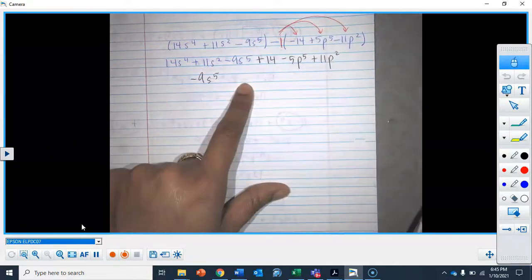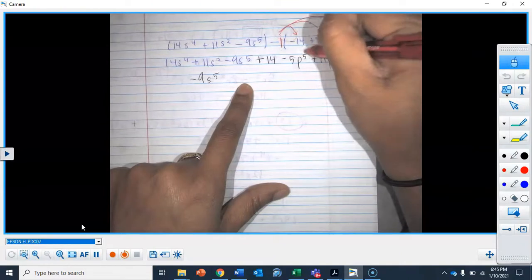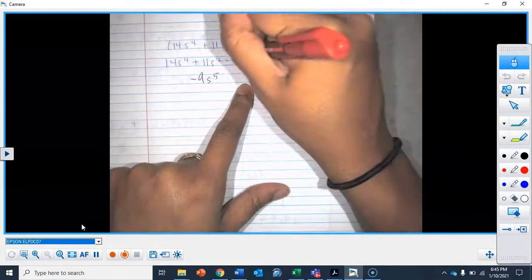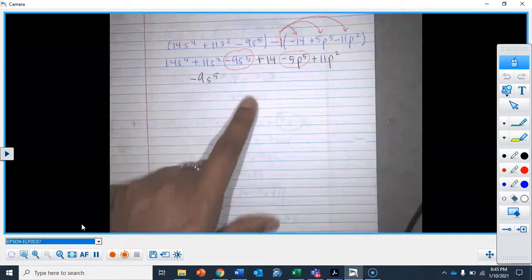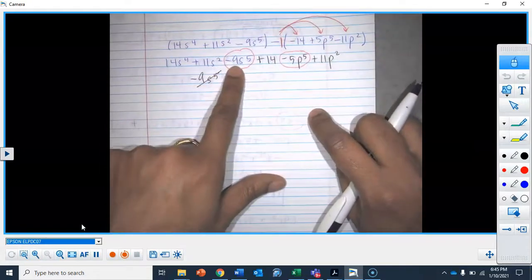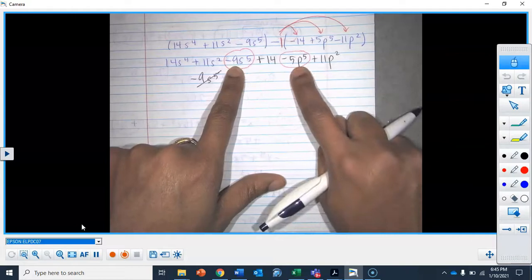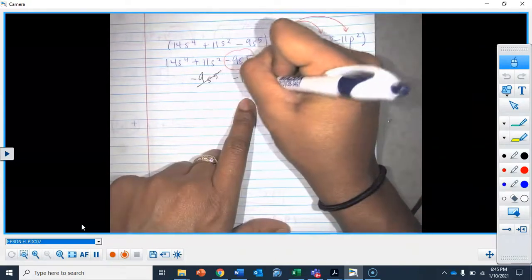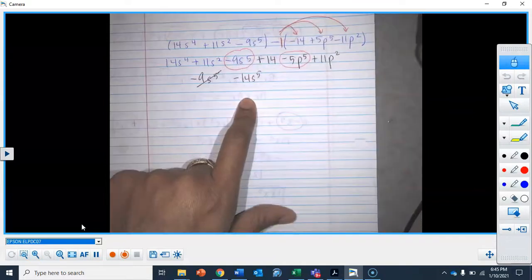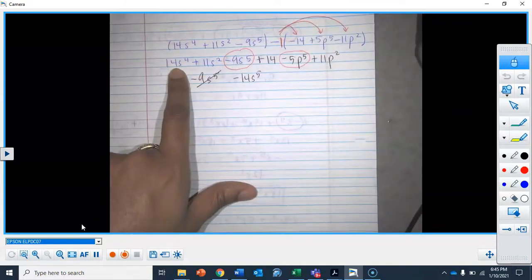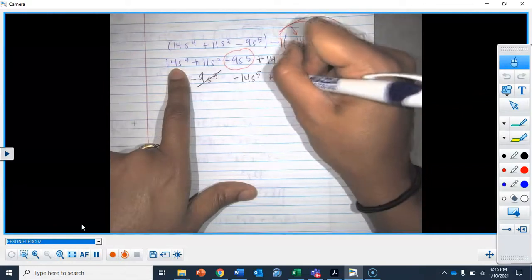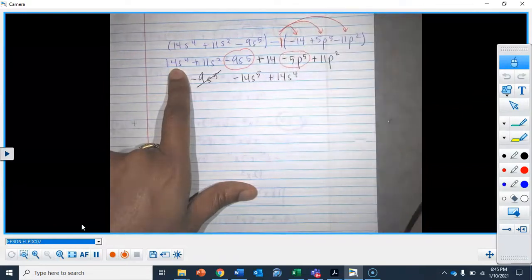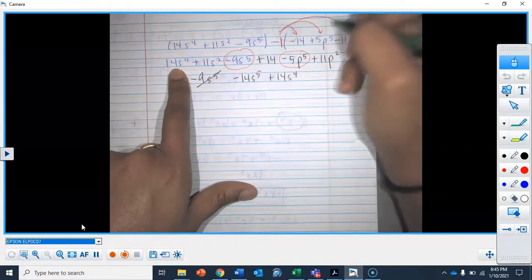Oh my goodness, and then I should have looked more carefully. There was one here, guys, and here. So I can tell you right now that's wrong. Those of you that caught that, if you paused it. So -9s to the 5th minus 5s to the 5th is -14s to the 5th. And then s to the 4th, there's only one of that type, so there's a plus 14s to the 4th.